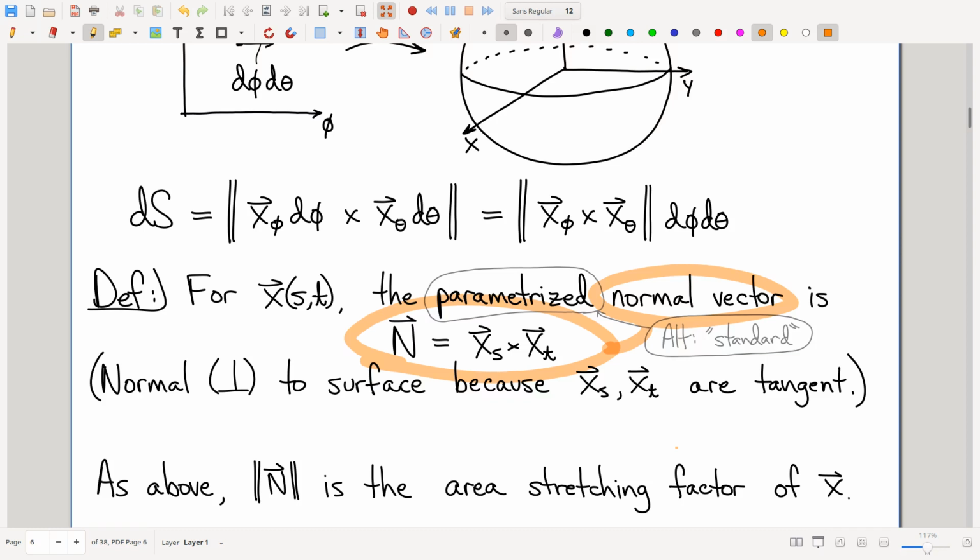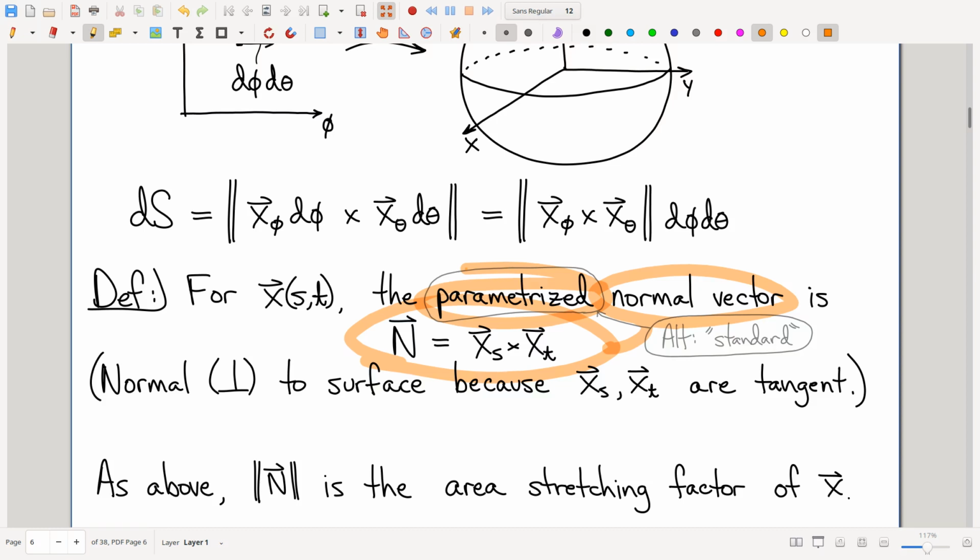And notice that the specifics of this come from the parameterization. The whole formula for this thing, I start with the parameterization x, and then I do stuff to it. So because it comes from the parameterization, I like to call this the parametrized normal vector. And that's the terminology I'm going to be using. I think that makes sense, as I just explained.